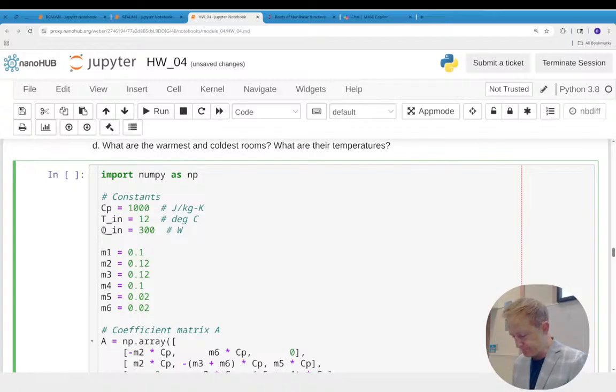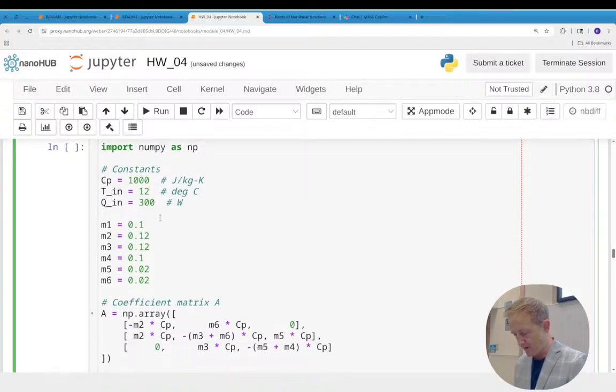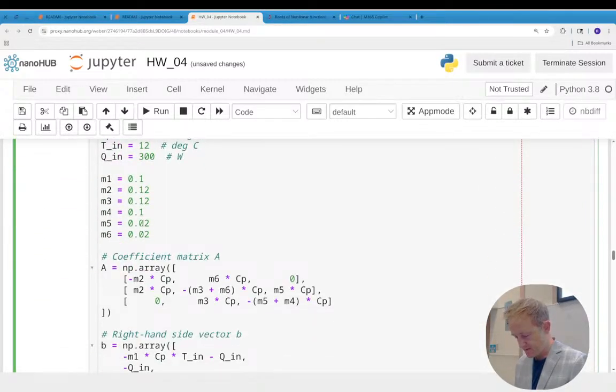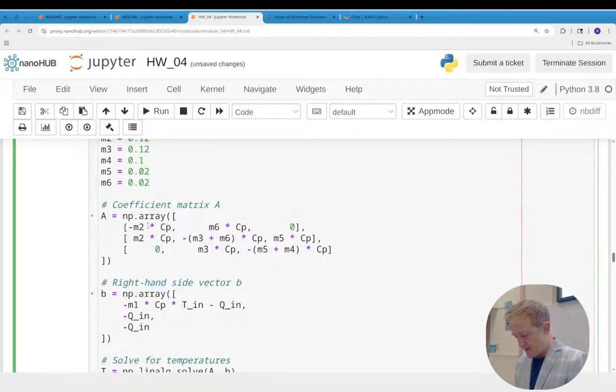So first step, make sure all the inputs are what we wanted. 0.1, 12, 0.1, 0.02, 0.02. It looks like it grabbed the equations pretty well, which makes sense, like we gave it pretty explicit, these are the values. Then the array.